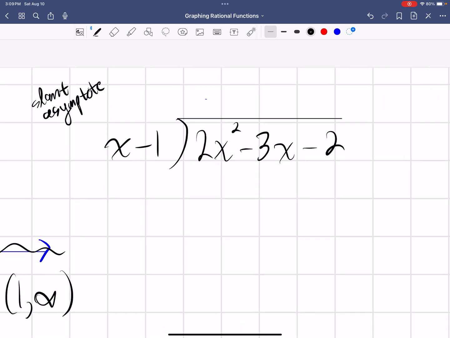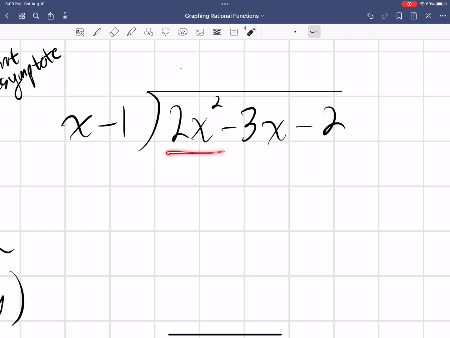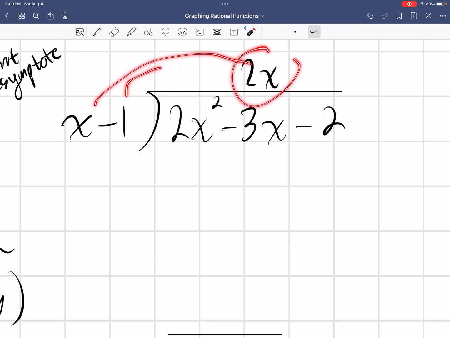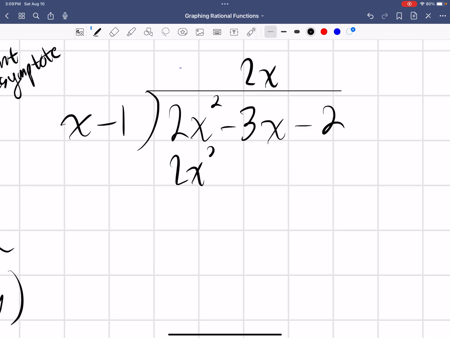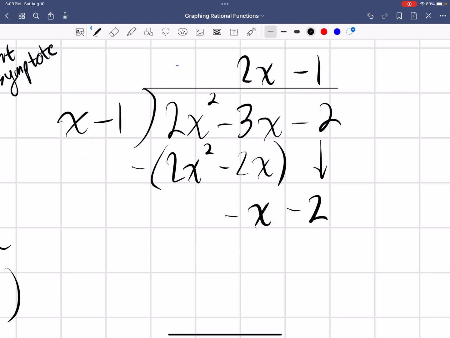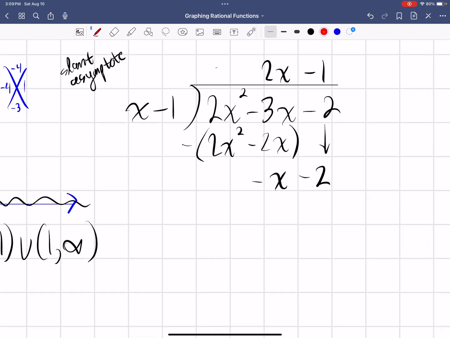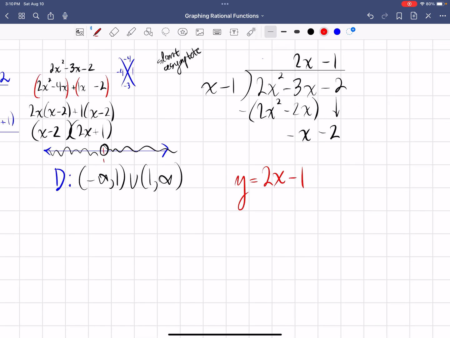Okay. So let's see. What do you have to multiply x by to get 2x squared? That's just 2x. We take that and we distribute it into this binomial. So we get 2x squared minus 2x. We'll subtract all of this. That gives us negative x. We'll pull down the minus 2. What do you have to multiply x by to get negative x? Just minus 1. And I can stop the process here. I actually don't care what remainder I get. The slant asymptote will just be y equals whatever the quotient is. I don't need to pay attention to the remainder. So we get 2x minus 1, and that's my slant asymptote.